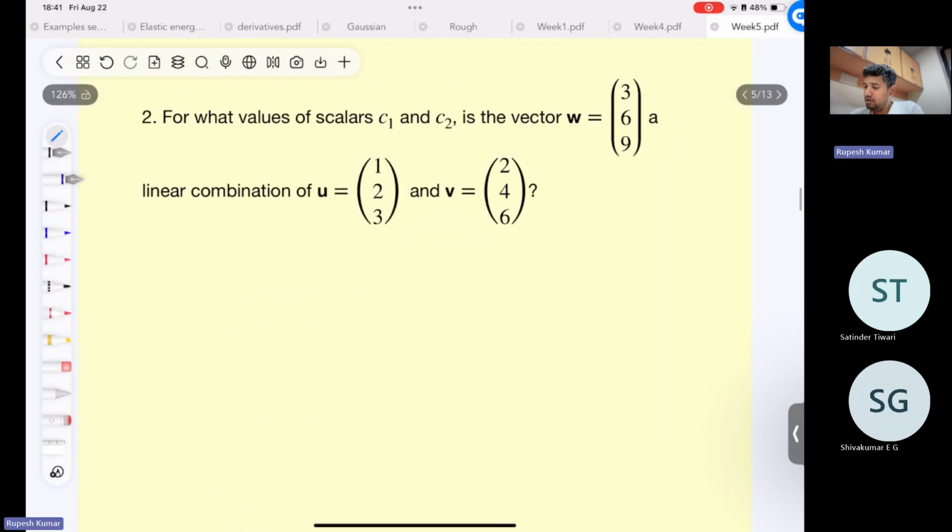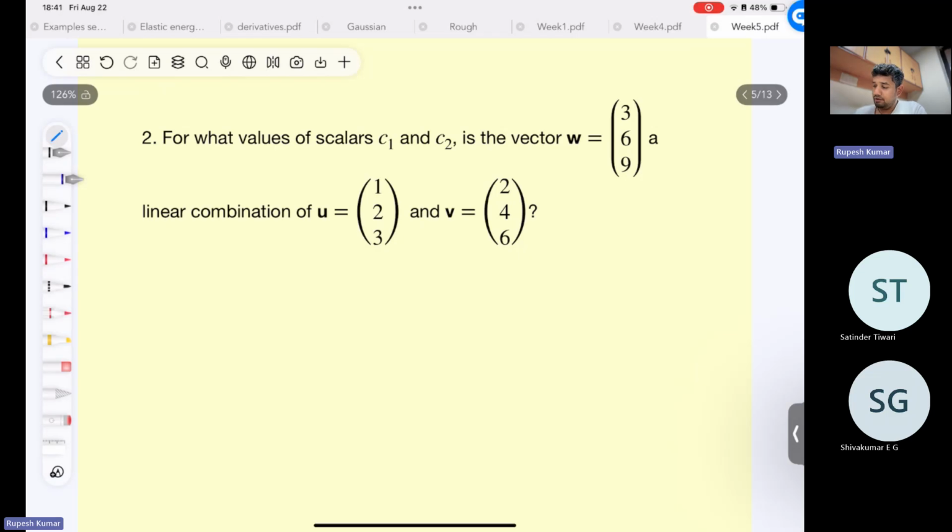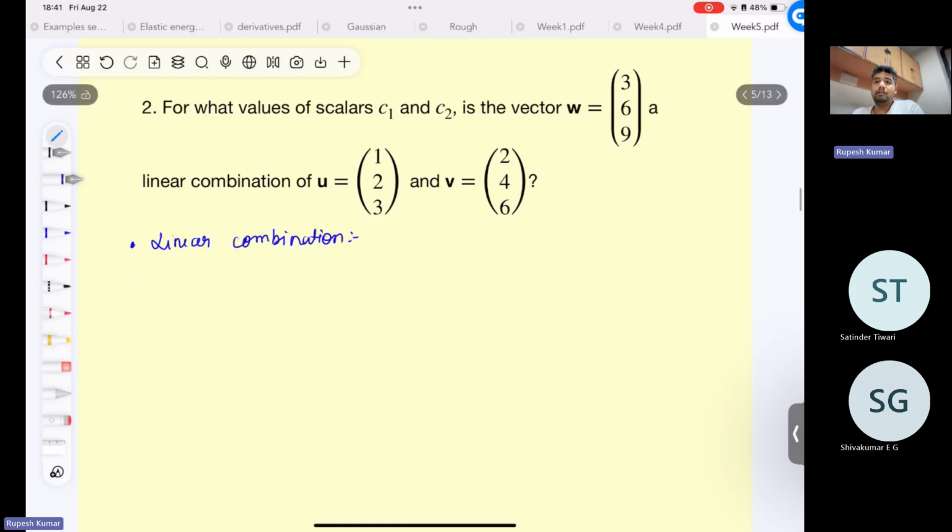Question number 3. For what values of the scalars C1 and C2 is the vector W equals (3, 6, 9) a linear combination of U equals (1, 2, 3) and V equals (2, 4, 6)? Now, let's again think of the definition of linear combination.